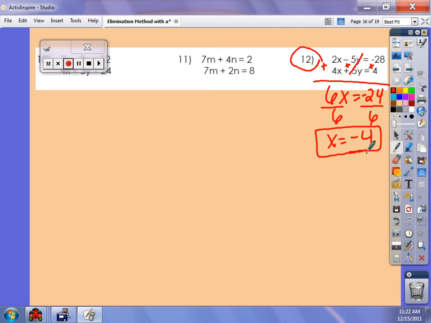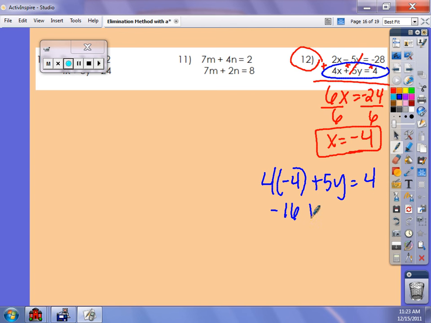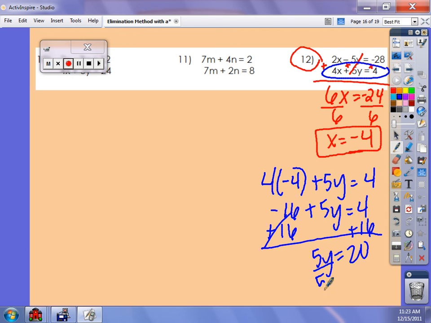And now I have to go back and find y. And you know what? I think I'm going to use the second equation this time, because you notice the negative 5 with the y, I think I'd like to avoid that if I can. So I'm going to use this one: 4 times negative 4 plus 5y equals 4. This is negative 16. So I add 16 to the other side. 5y equals 20. When I divide by 5, I get y is positive 4. So this ordered pair is negative 4, 4.